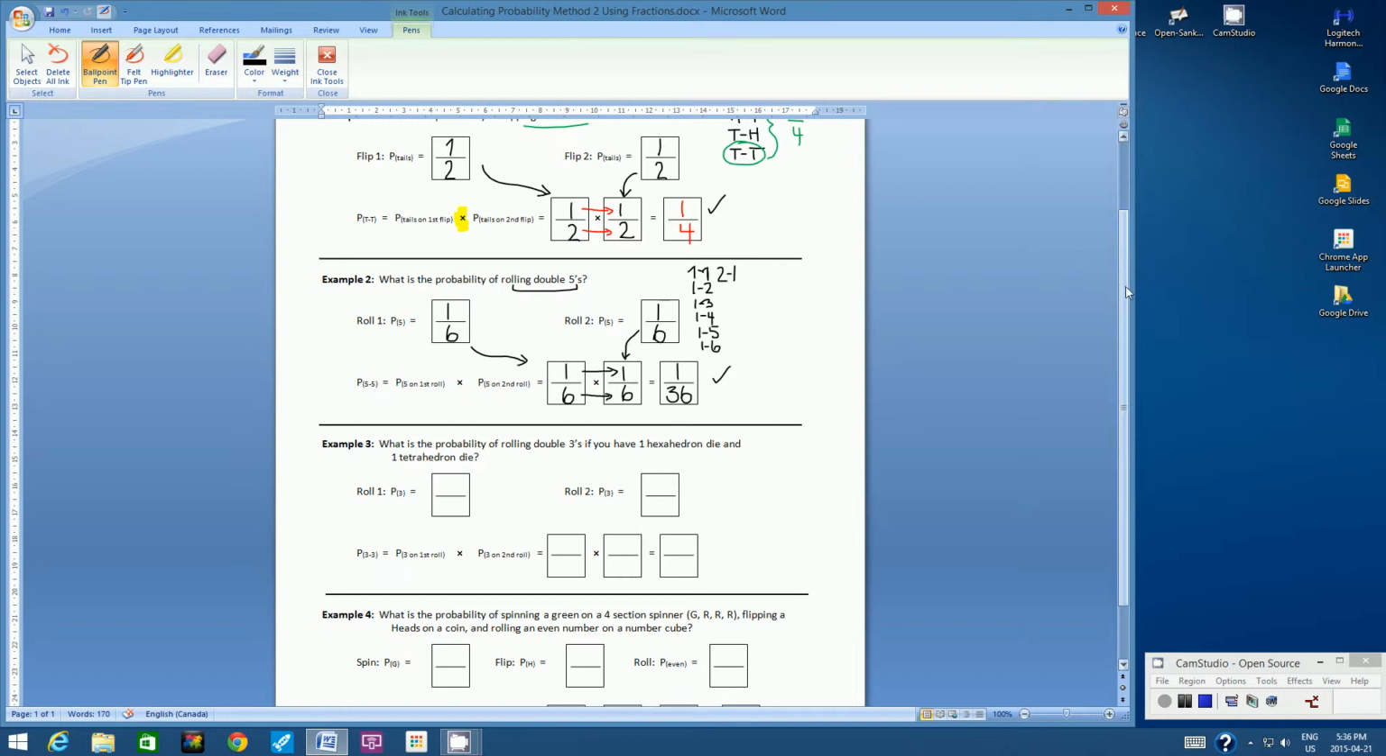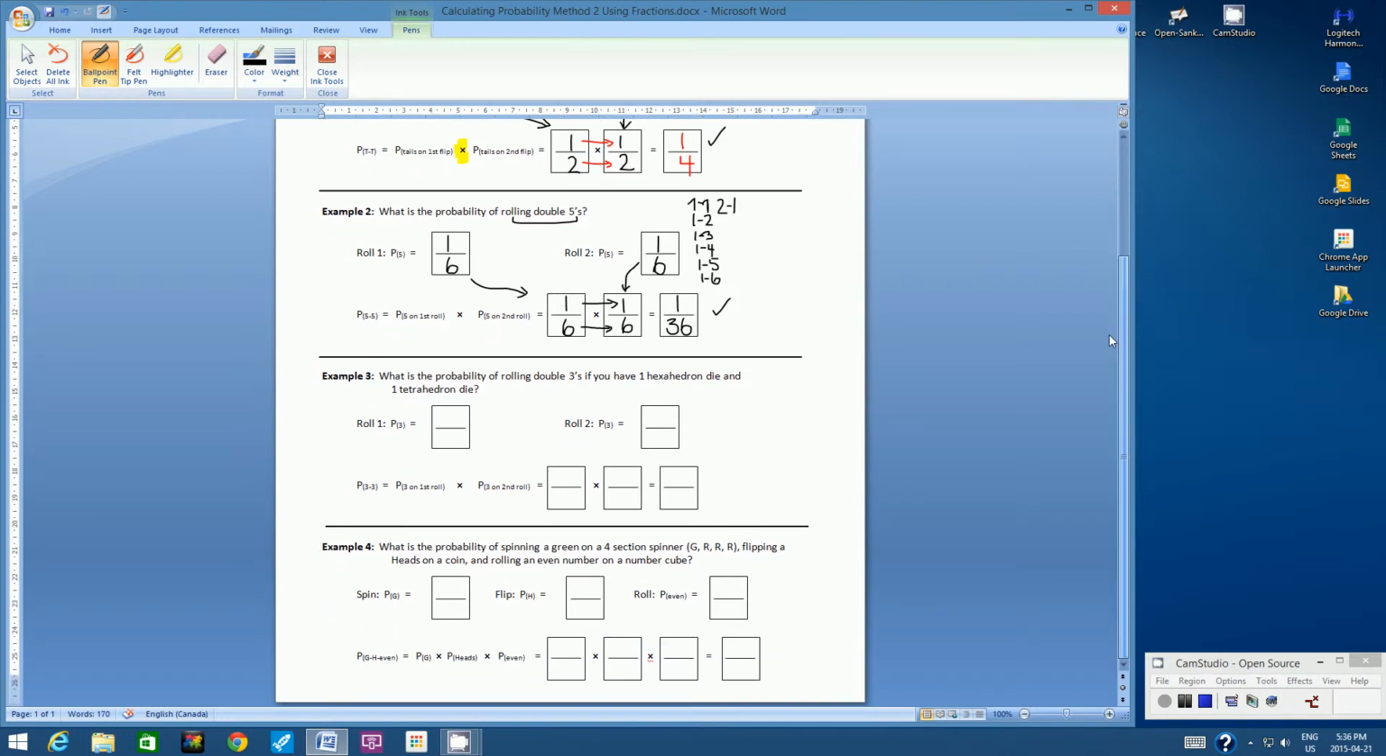And of course the answer is no. So let's look at example 3. What is the probability of rolling double 3s if you have one hexahedron die and one tetrahedron die?